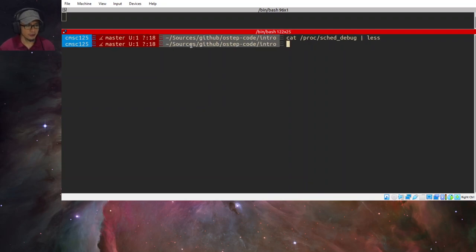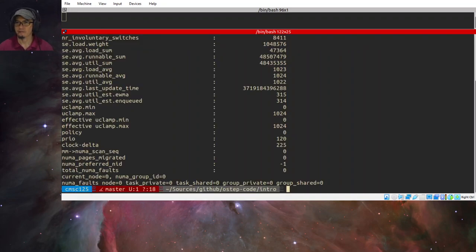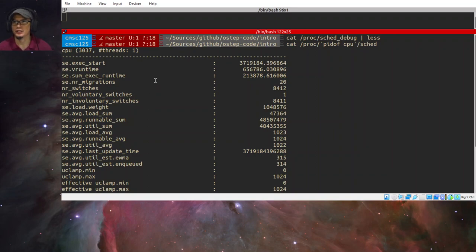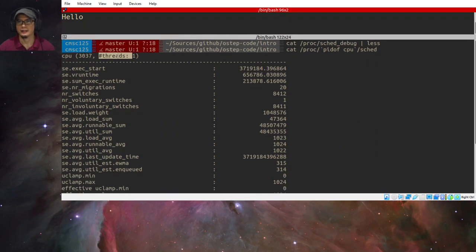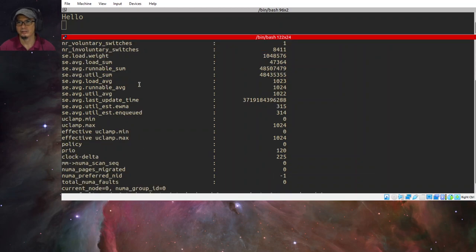Having that information, now let's try to look at the scheduling stats of this process. We said last time that we can use the proc file system to obtain scheduling information for this process. So what can we see in the scheduling characteristic properties of this process? This is the name of the process, CPU. This is the process ID, and it has one thread only. Remember that this is the code that is running, right? And it has only one thread, and this is the vruntime and other properties.